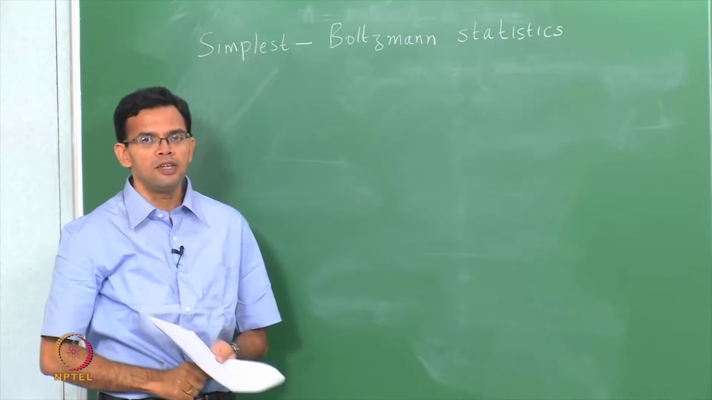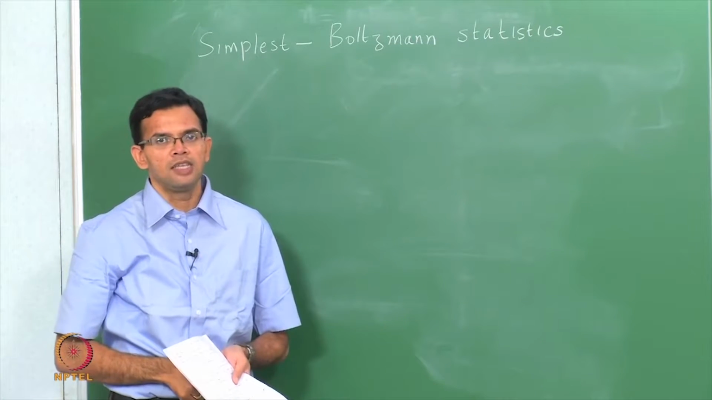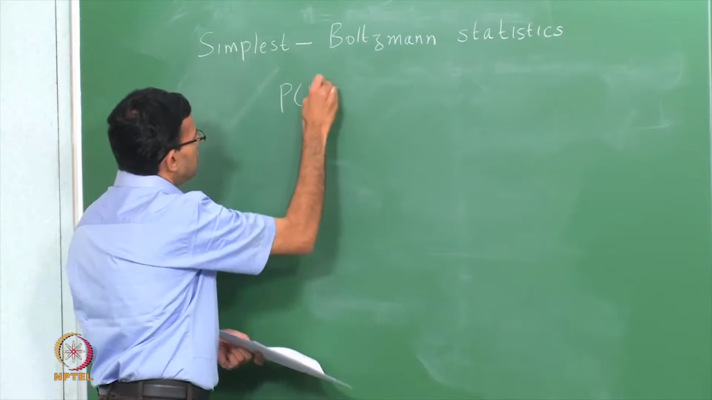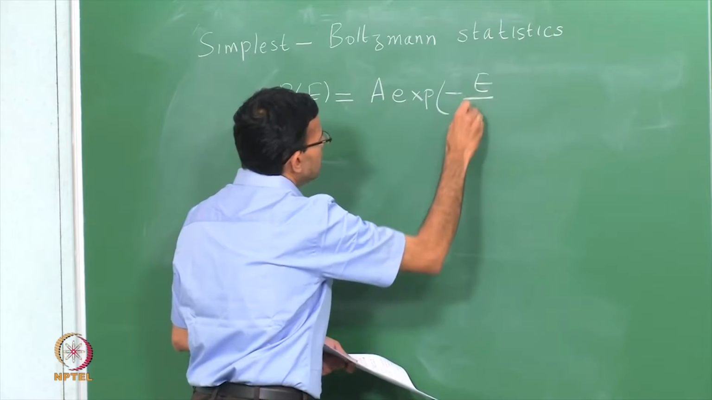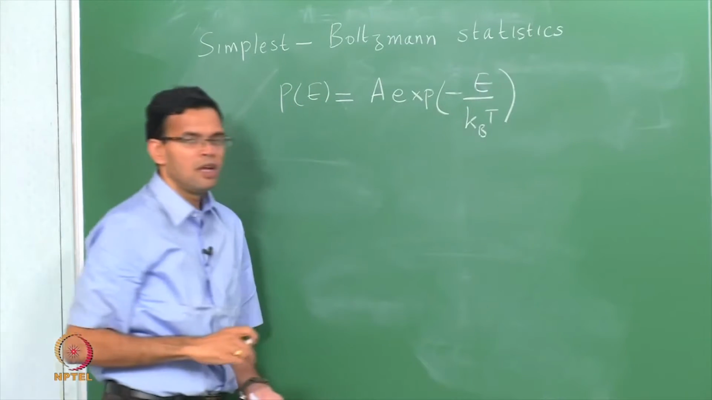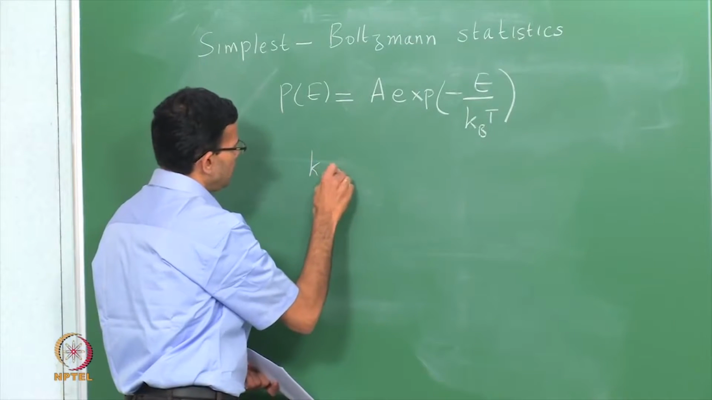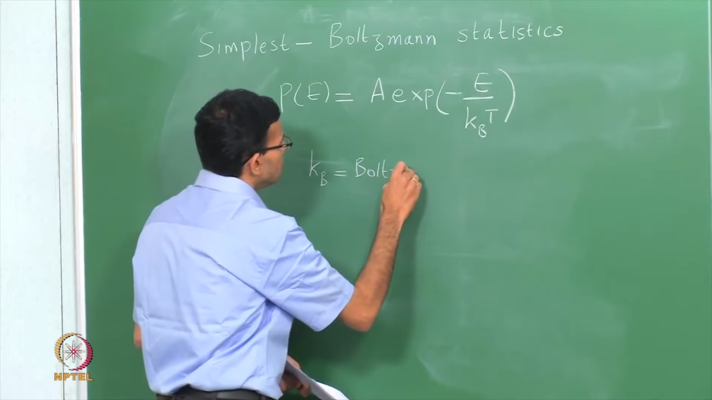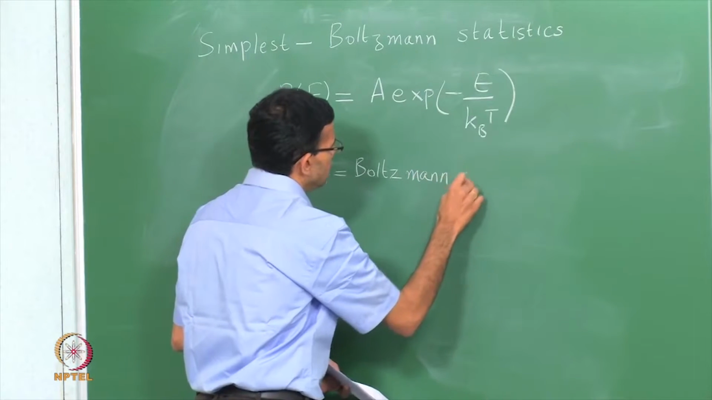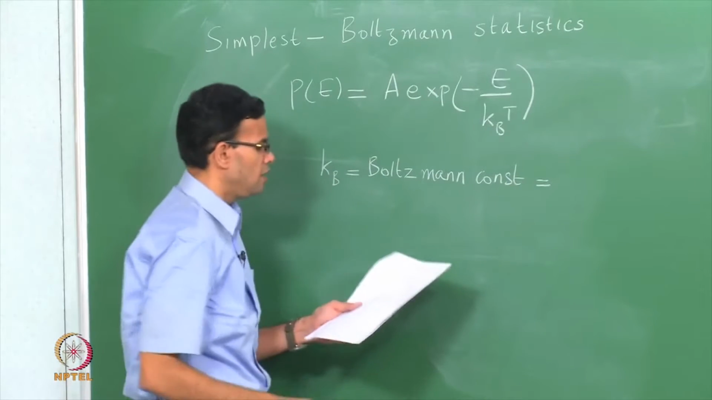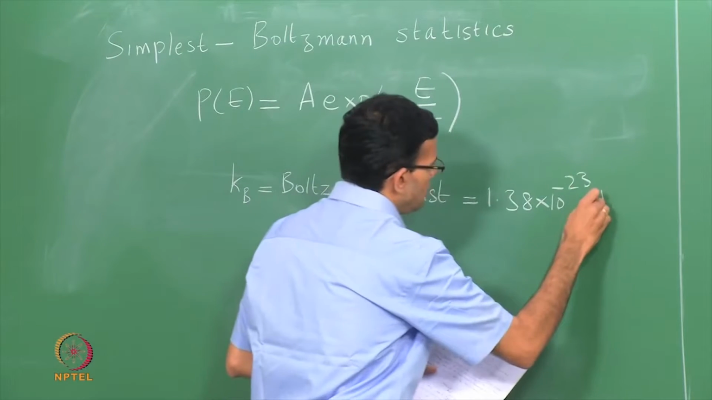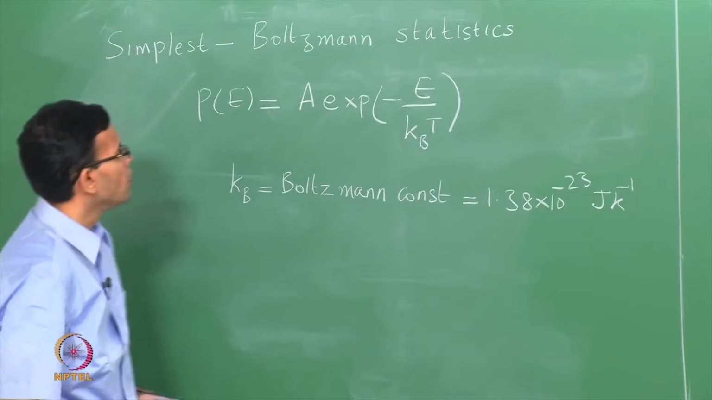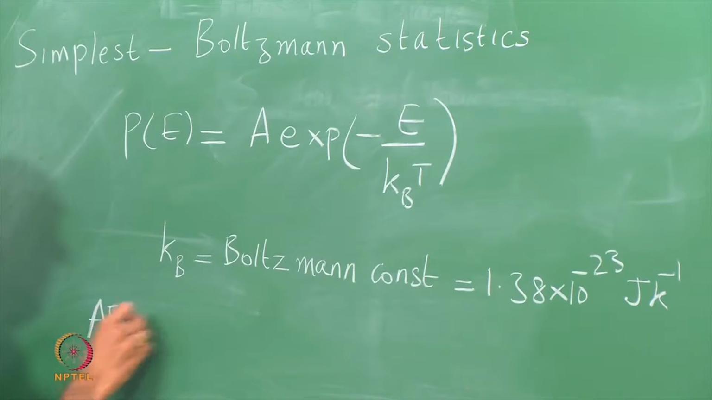According to this, the probability of occupation of an energy state E as a function of temperature is given by the expression P of E equals some constant times exponential of minus E over kBT. E is the energy in joules, kB is called Boltzmann's constant, and is equal to 1.38 times 10 to the minus 23 joules per Kelvin. According to this, at temperature T equal to 0, all the particles have 0 energy.